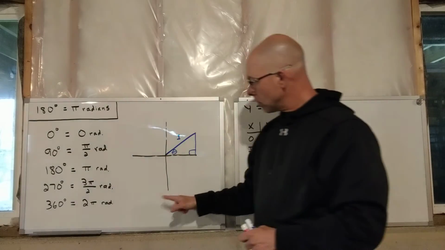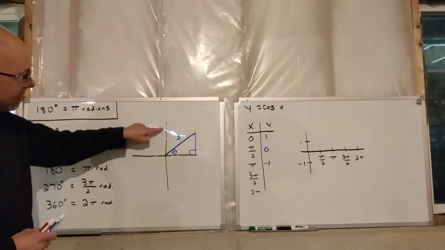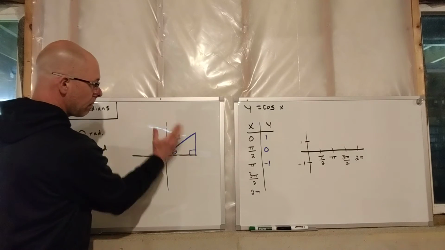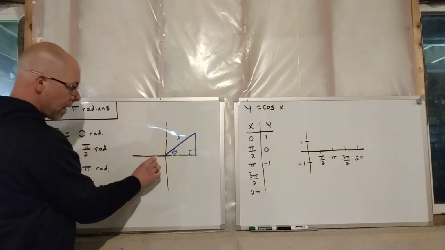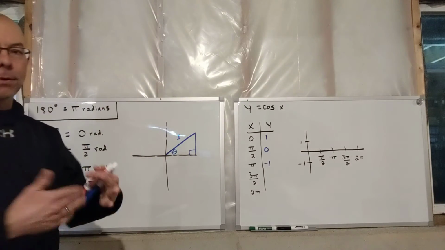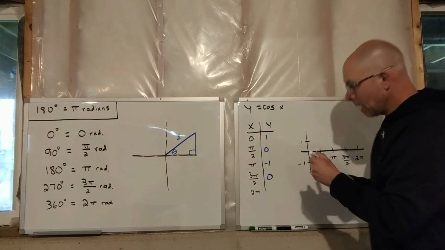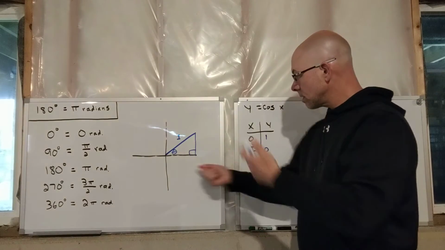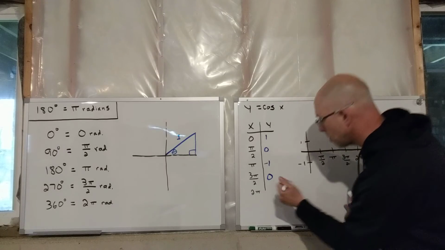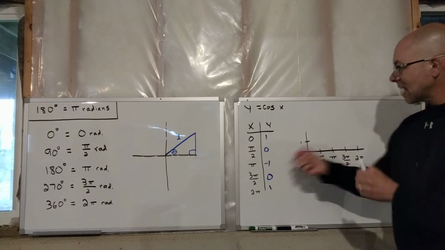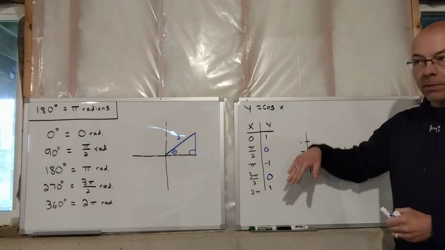3 pi over 2, 270 degrees, rotating around down to here, is going to take the same deal. Like when this rotated up here, the adjacent side shrunk. Then it grew to negative 1 over here, and now that I'm back down to here, it shrinks again. It's 0 over 1. So it's back to 0. 2 pi, 360 degrees, is like being right back at 0 again. It's got to be the same cosine, so it's back to 1. You're seeing the same numbers, zeros and ones and negative ones, but they're in different positions.